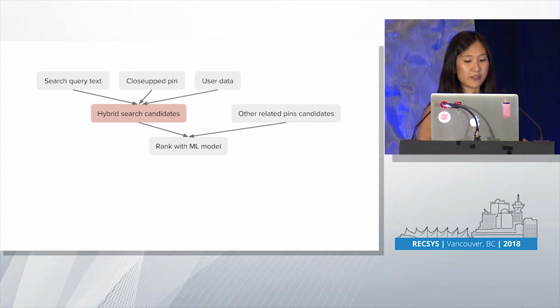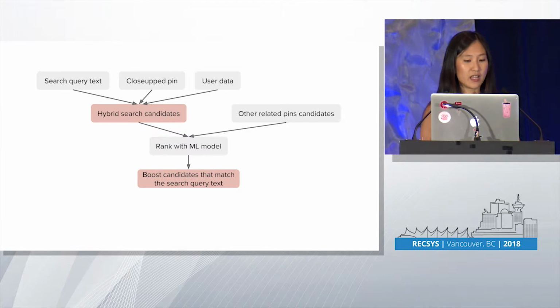Now that we have these hybrid search candidates, we combine them with the original related pins candidates and pass them to our original re-ranker. This gives each of the candidates a score according to their relevance to the close-up pin and their engagement potential, as we had discussed earlier on. Since the ranking scores only reflect the candidate's relevance to the query pin, we added another layer on top that takes search query into account. This layer boosts candidates based on the original search query.